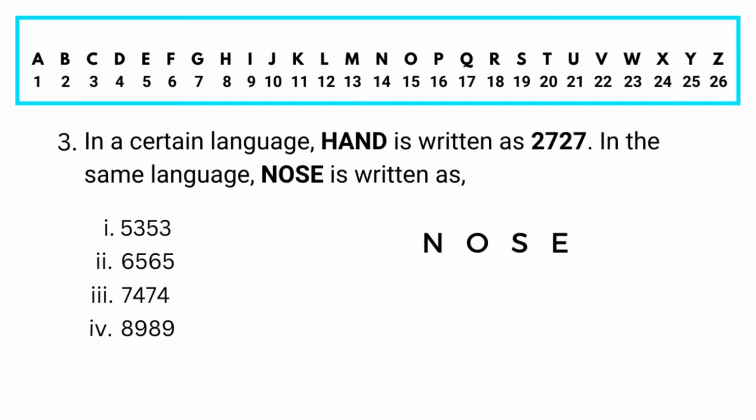Take the word nose, the position of N is 14, the position of O is 15, S is 19 and E is 5. We add this together and we get 53. Repeat it and we get 53, 53. So this is our answer. Normally, if you see numbers in your coding and decoding problem, it's relatively an easy one.